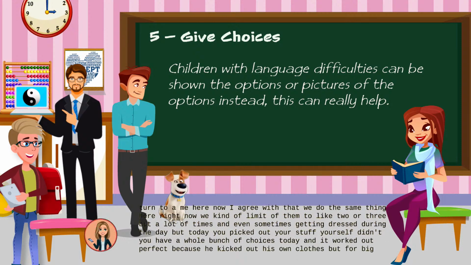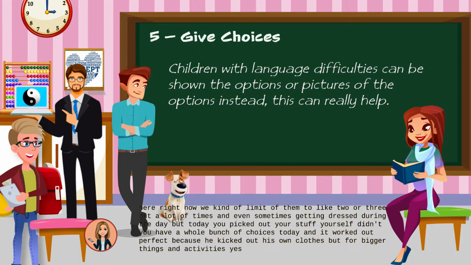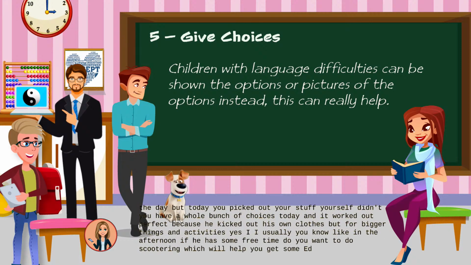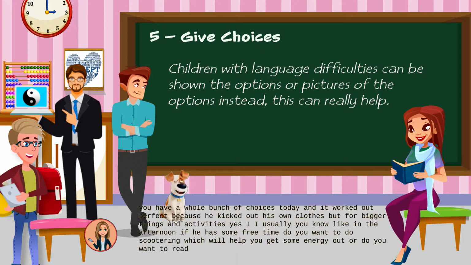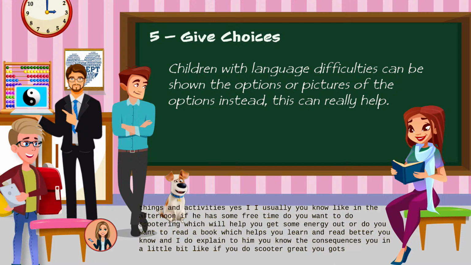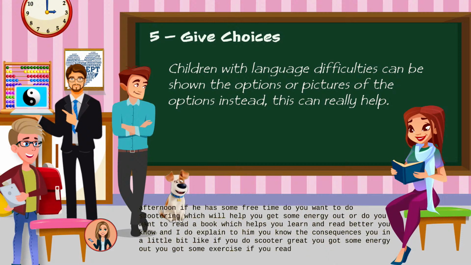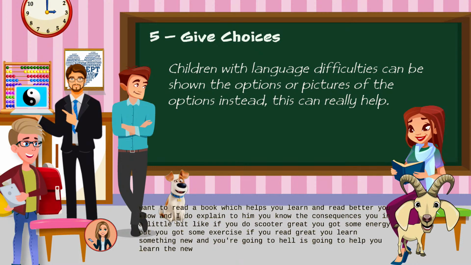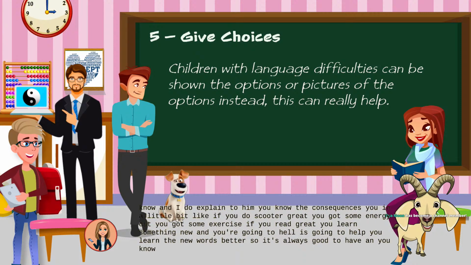But for bigger things and activities, I usually, like in the afternoon, if he has some free time, ask: do you want to do scootering, which will help you get some energy out? Or do you want to read a book, which helps you learn and read better? And I do explain the consequences to him. If you scooter, great, you got some energy out and some exercise. If you read, great, you learn something new, and it's going to help you learn new words better. So it's always good to give him choices too.